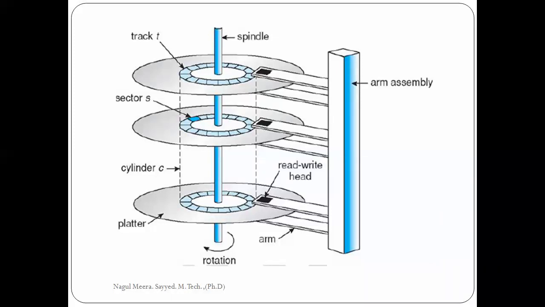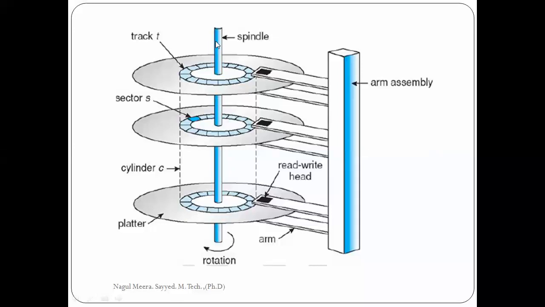That depends upon the company and the capacity of the hard disk. A low capacity hard disk may have one or two, and a high capacity hard disk may have 3, 5, up to 10. This is one platter, this is another platter. Both sides of each platter, the upper part and lower part, are coated with magnetic material. Information is stored only on the platters.